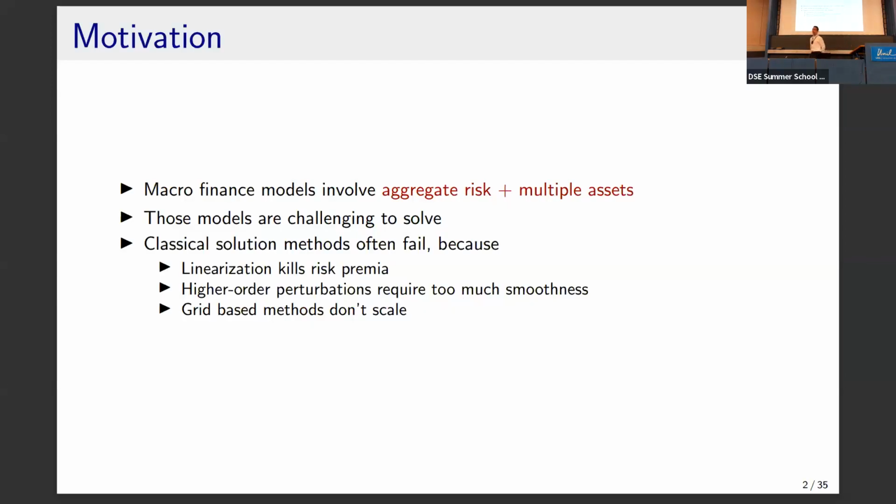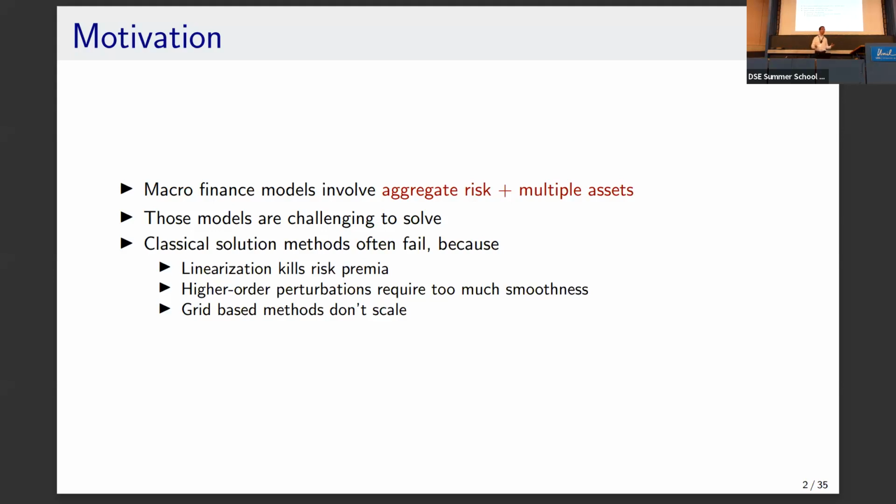So what is our starting point? There is a class of models where we have aggregate risk in multiple assets. And these models quickly become challenging to solve. Why are they challenging to solve? Because on the one hand, we want risk, so we cannot linearize. And on the other hand, if you have some kinks or some strong nonlinearities, perturbation methods might not be able to do it. And then if you have multiple assets and many agents, we also very quickly get a high-dimensional state space. And hence grid-based methods run out of steam.